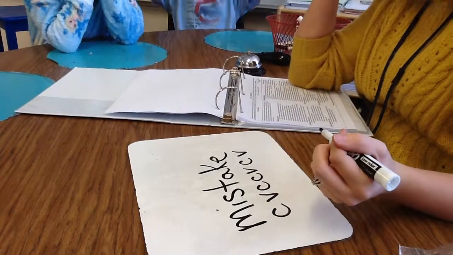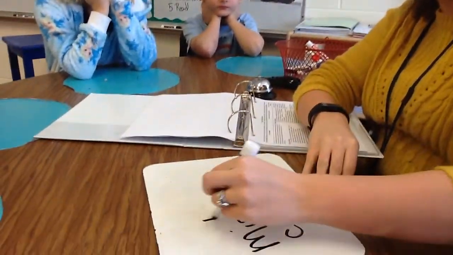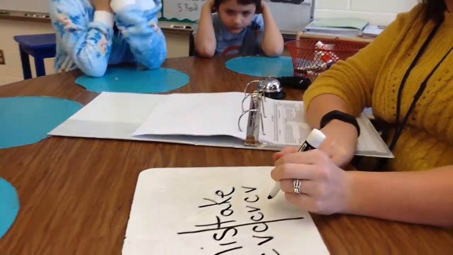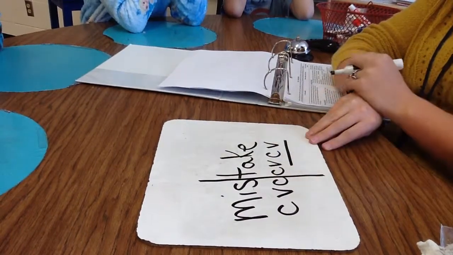Now I'm going to put my hand underneath my chin and listen to the syllables. Mistake. So I know that I need to separate right after the S before the T. I also know that I cannot divide the vowel consonant E at the very end, so I'm going to just draw a line over there so I know.